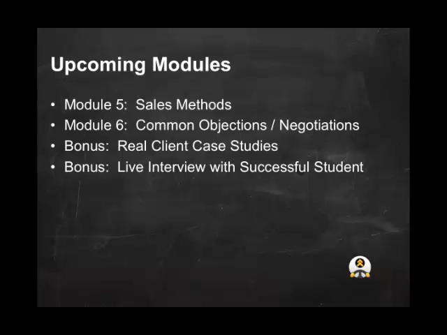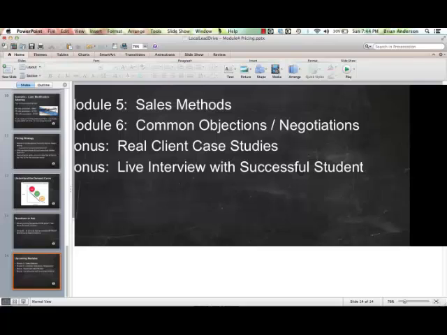Module 6 is our objections and negotiation module, you guys. And then we have the 2 bonus modules. One is a series of real client case studies, and the other is live interviews with a successful student. In this case, it's a Florida-based student who has a pretty neat little business model. So that is it for now, and we will see you in Module 5, the sales module.